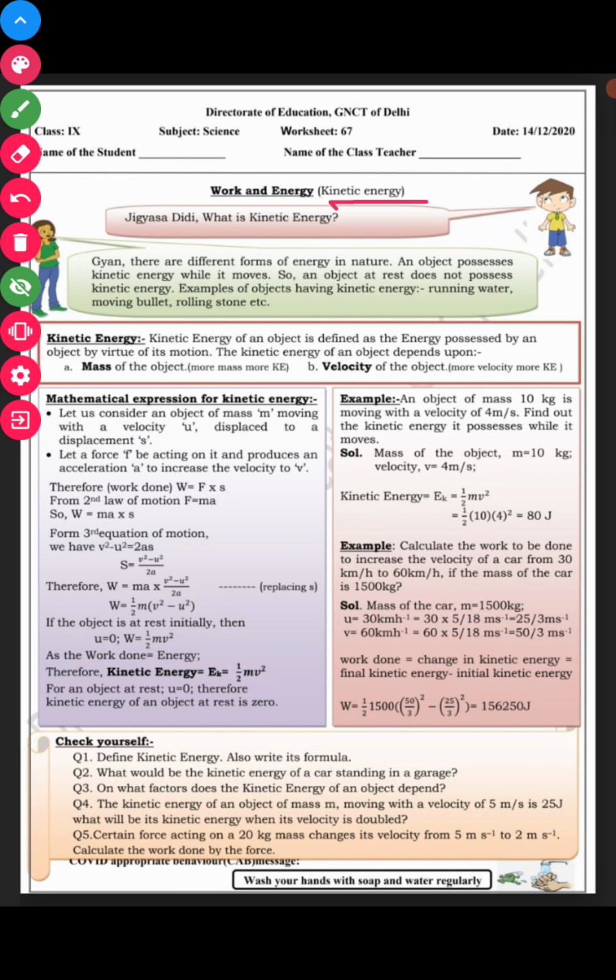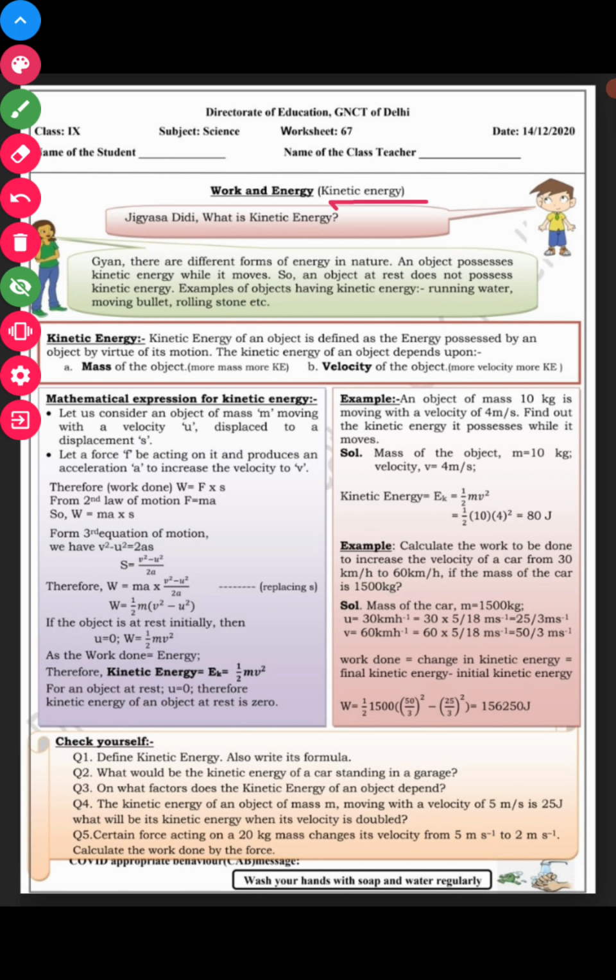What is kinetic energy? There are different forms of energy in nature, as we have discussed in our previous worksheet: solar energy, mechanical energy, wind energy, electric energy, right? There are so many forms. Light energy, sound energy, there are so many forms of energy in our nature.